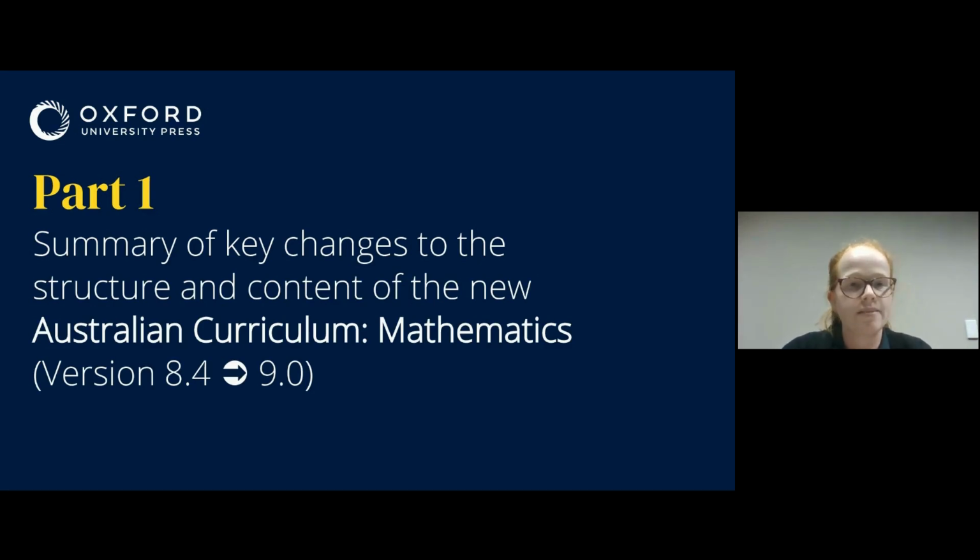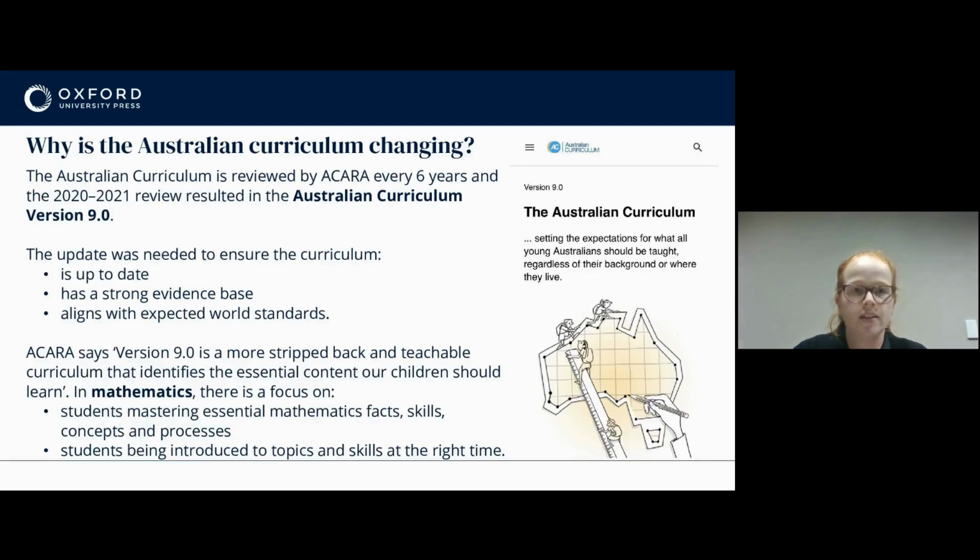So let's have a look at a summary of the key changes to the structure and content of the curriculum. So why is it changing? The Australian curriculum is reviewed every 6 years or so, and the 2020 to 2021 review resulted in version 9.0. The idea was that we need to have a curriculum that's up to date, has a strong evidence base, and aligns with expected world standards. And this curriculum is supposed to be more stripped back and teachable with a focus on what's essential, so students have a better chance at mastering essential content. And so we have a focus on depth as opposed to breadth.